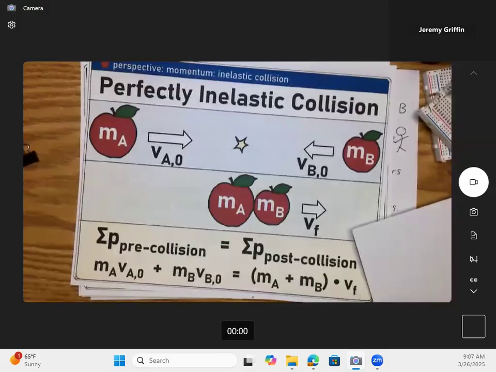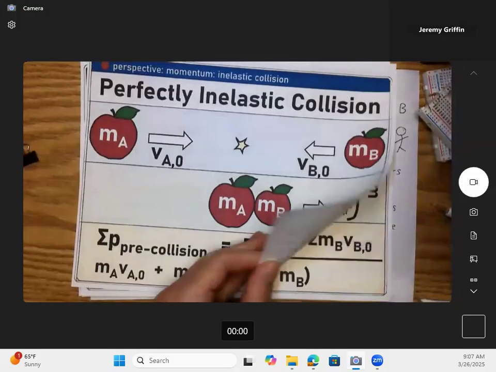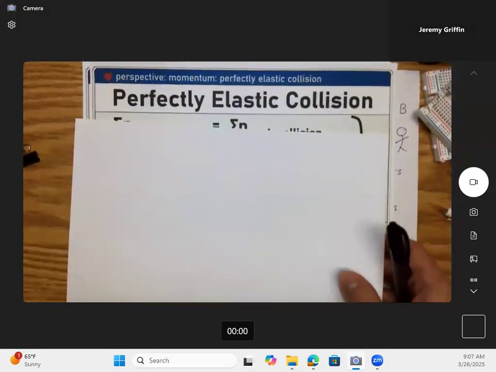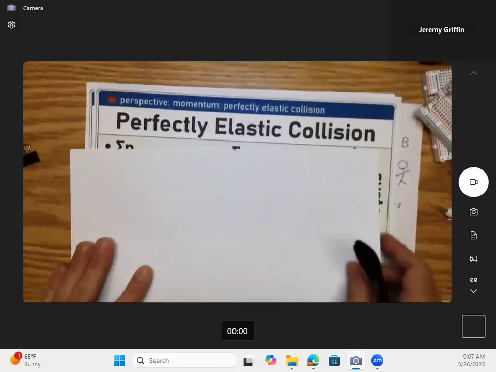Yeah, well, I should have bought the slightly more expensive one, but yeah, string rope. Okay. So perfectly elastic. Okay.